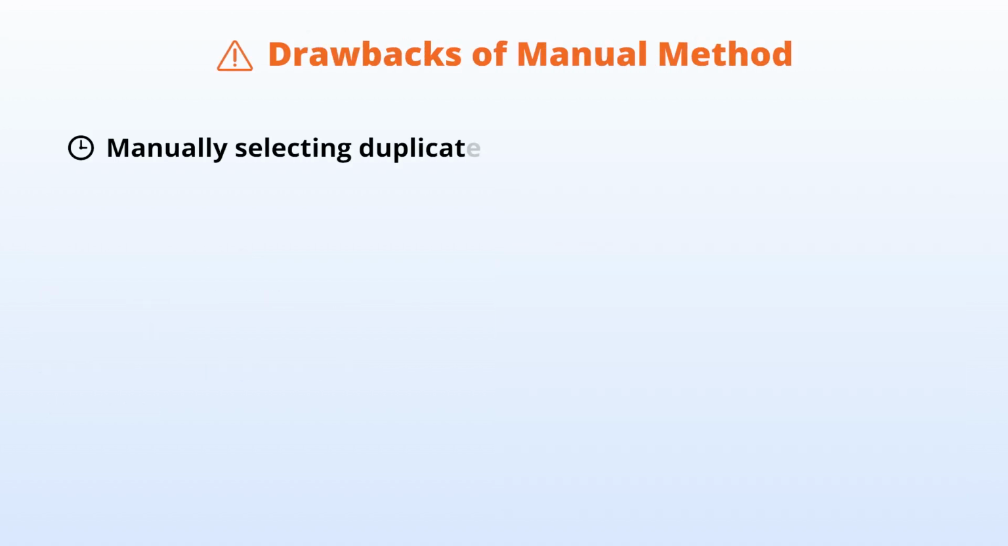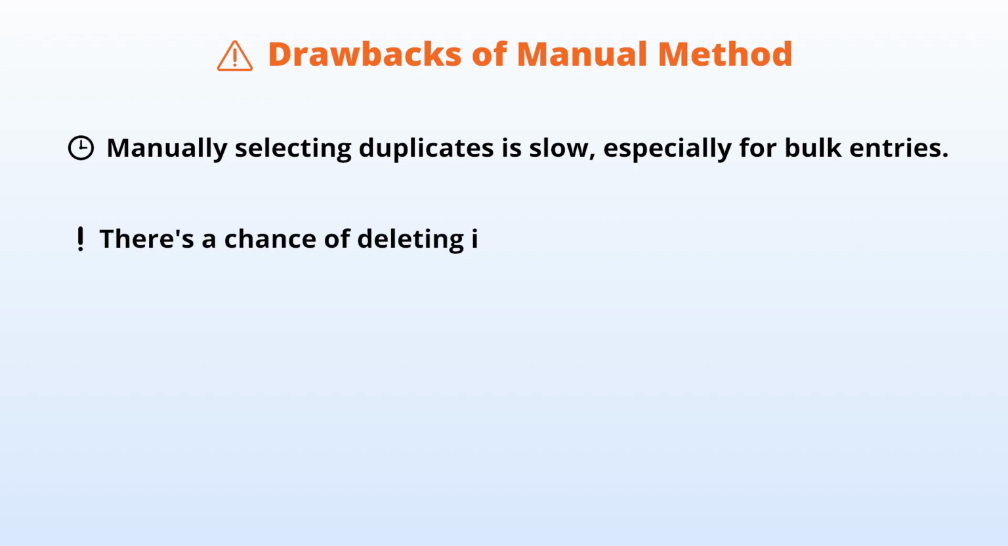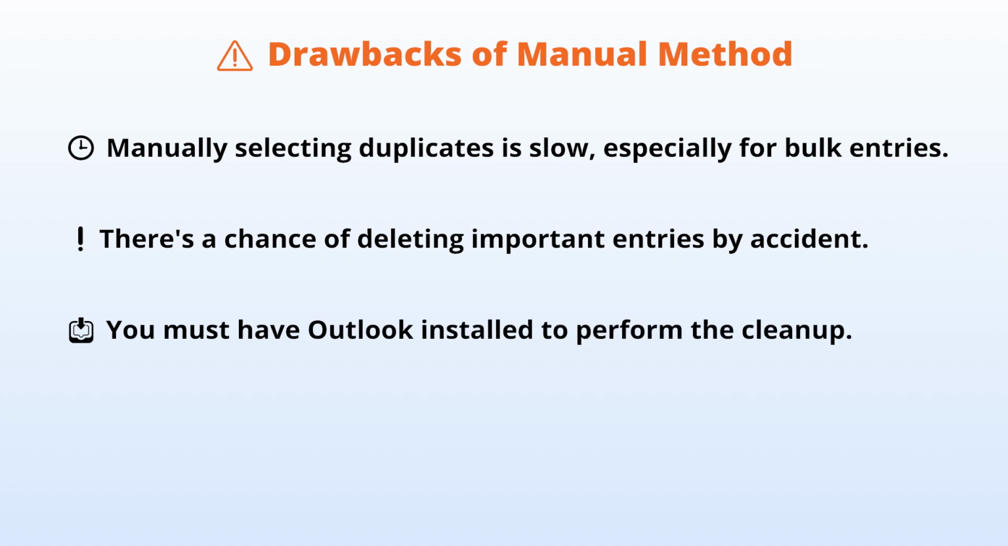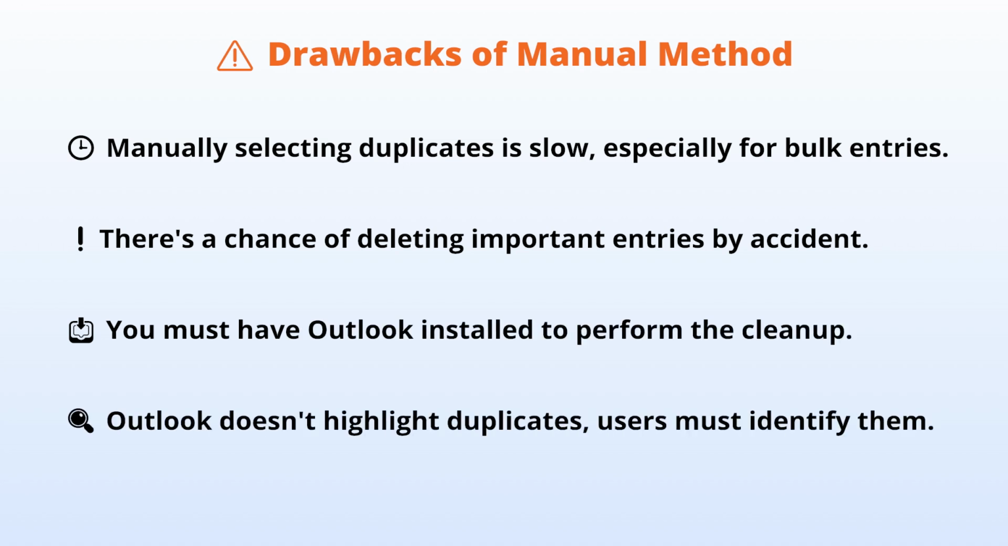But wait, this method has some drawbacks. Manually selecting duplicates is slow, especially for bulk calendars. There's a chance of deleting important entries by accident. You must have Outlook installed to perform the cleanup. Outlook doesn't highlight duplicates, users must identify them manually.